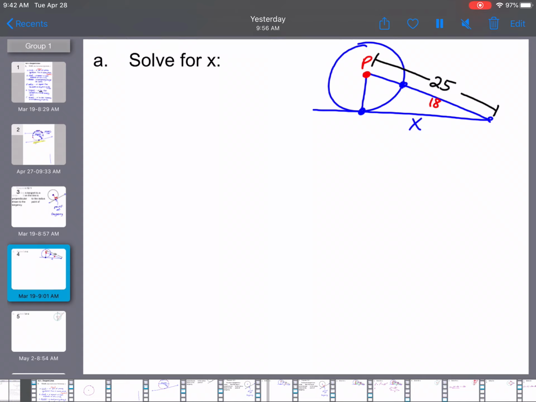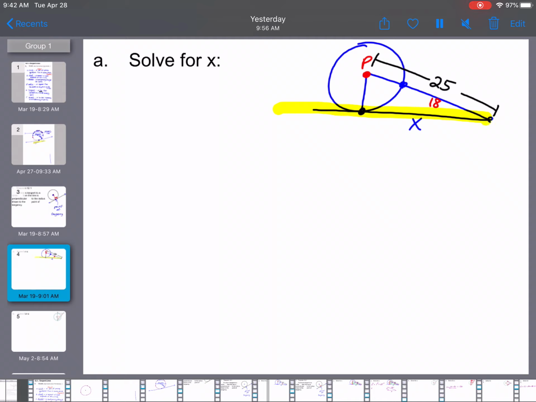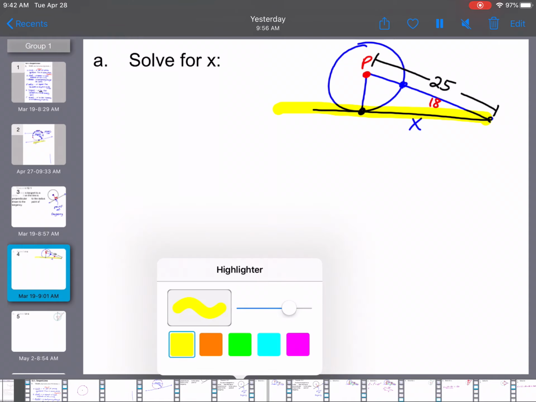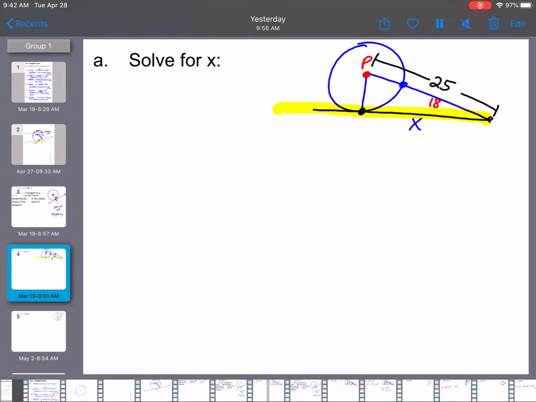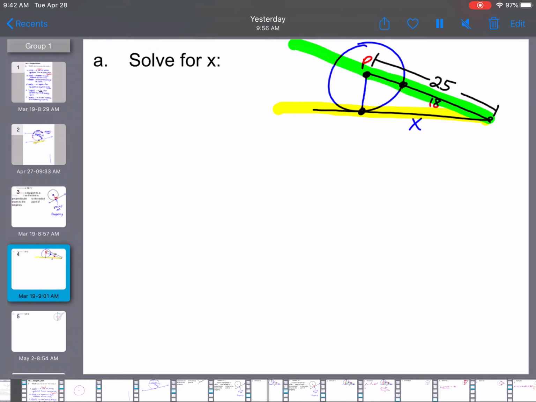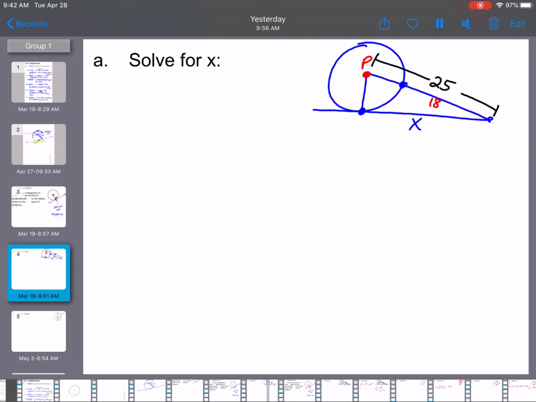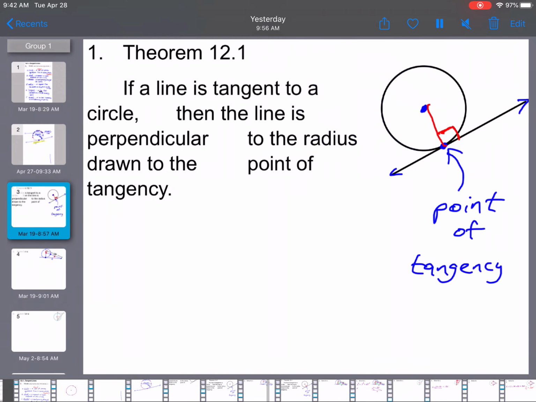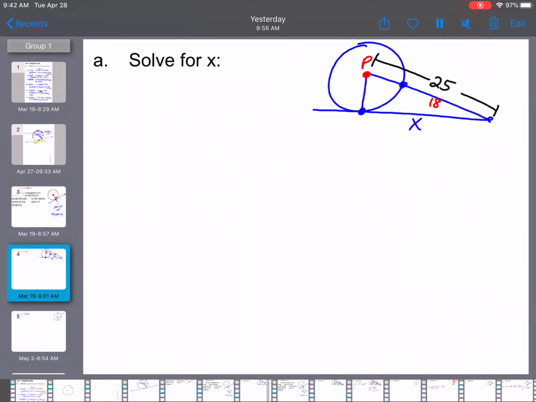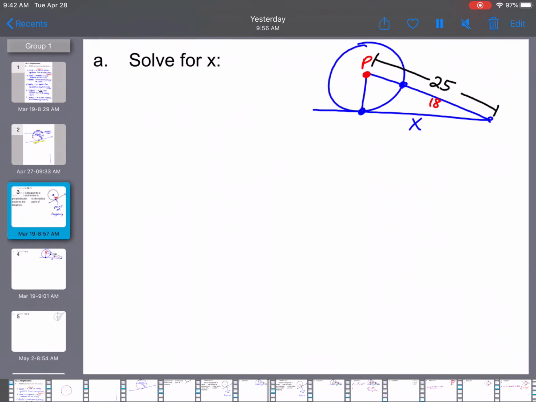And that tells us, based on the theorem that we just learned, that if we have a radius drawn from P perpendicular to the tangent there, we're going to form a right angle. So we've got that piece right there, it's going to have 2 points of intersection. So that thing I just highlighted in green would not be a tangent, but the yellow line is. Okay, so back to it. All right, so Theorem 12.1 tells us that if you have a tangent line and you draw a radius to that point of tangency, we know that we have a right angle that's formed.